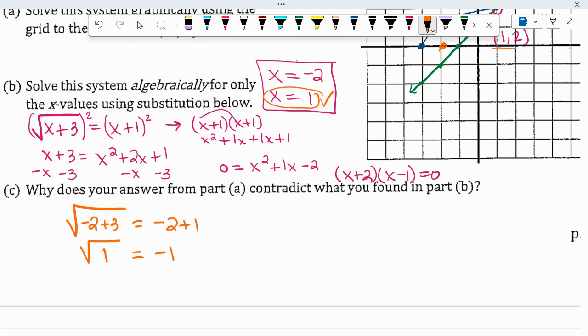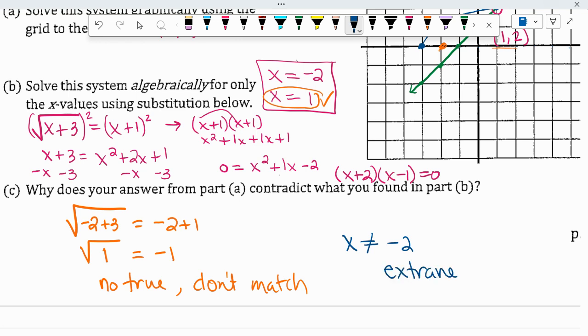This says the square root of 1 equals -1, and that's not true. So this is not true. They don't match, right? So the contradiction is that x cannot equal -2. This is called an extraneous solution.